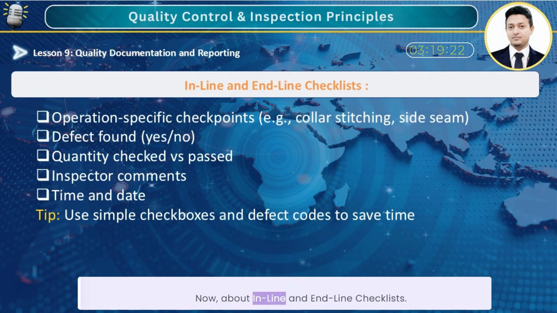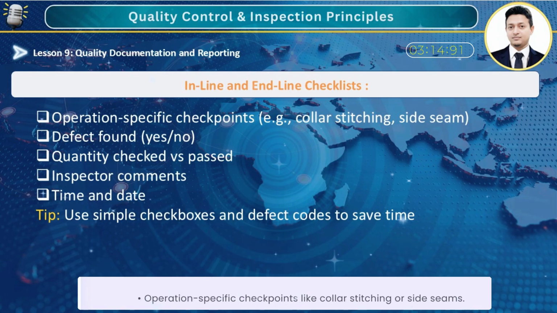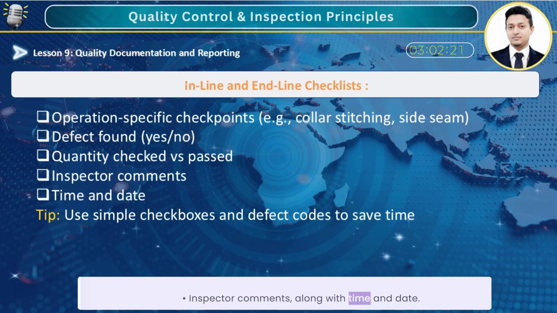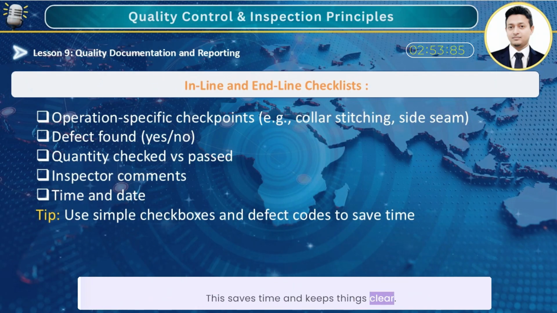Now, about inline and endline checklists. They include operation-specific checkpoints like collar stitching or side seams, defects found, yes or no, quantity checked versus passed, inspector comments, along with time and date. And here's a tip, always use simple checkboxes and defect codes. This saves time and keeps things clear.